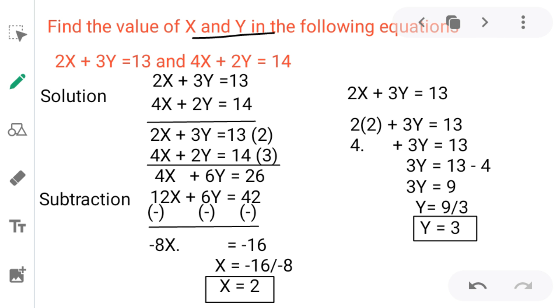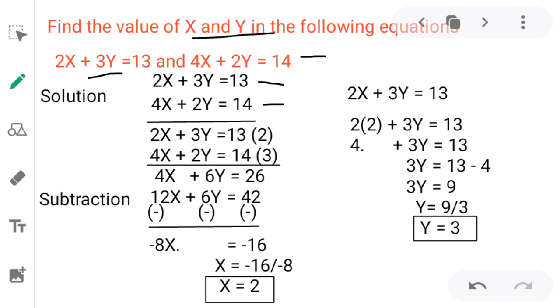Find the value of x and y in the following equations. It is given 2x plus 3y equals 13 as one equation, and 4x plus 2y equals 14 as another equation. You may observe the first equation is 2x plus 3y equals 13, and the second equation is 4x plus 2y equals 14. You can't cancel y or x because the coefficients of y or x are different, 2x and 4x, 3y and 2y, 13 and 14. Also the sign of the coefficients is the same. When there is the same sign, we can't cancel the alphabets.